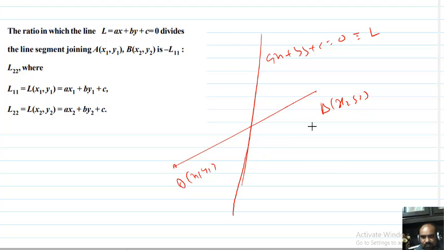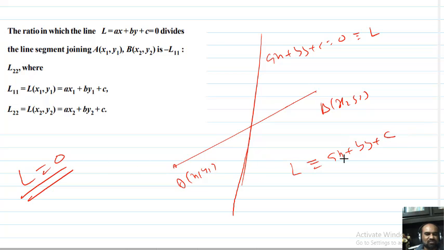I will explain. What is L here? L equal to 0 means the given line, ax plus by plus c equal to 0. L11 means instead of x you write x1, instead of y you write y1. What you get, that is called L11. L11 means ax1 plus by1 plus c. L22 means instead of x you write x2, instead of y you write y2. What you get is called L22. L22 means ax2 plus by2 plus c.